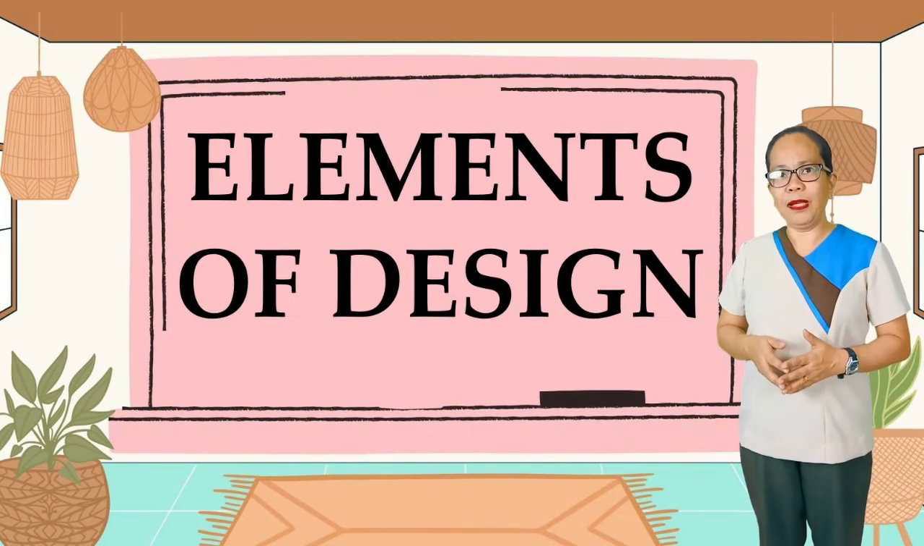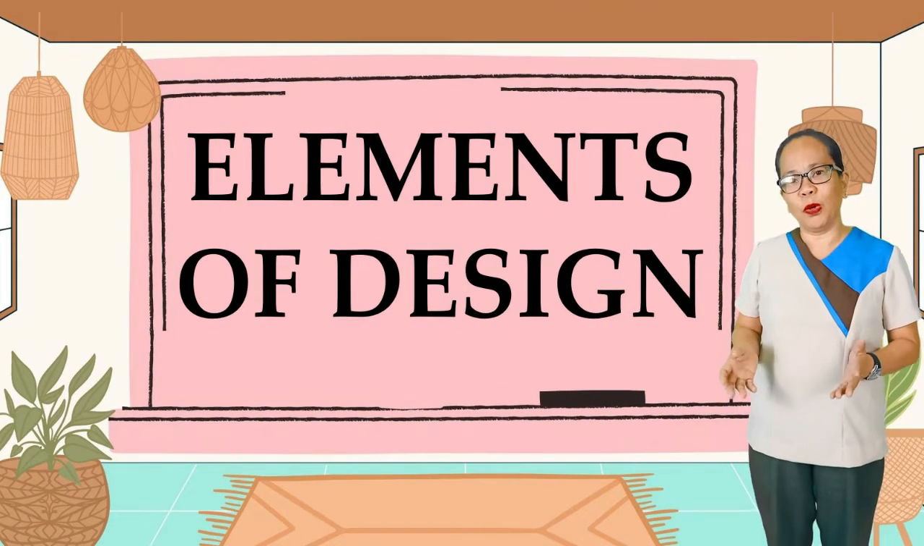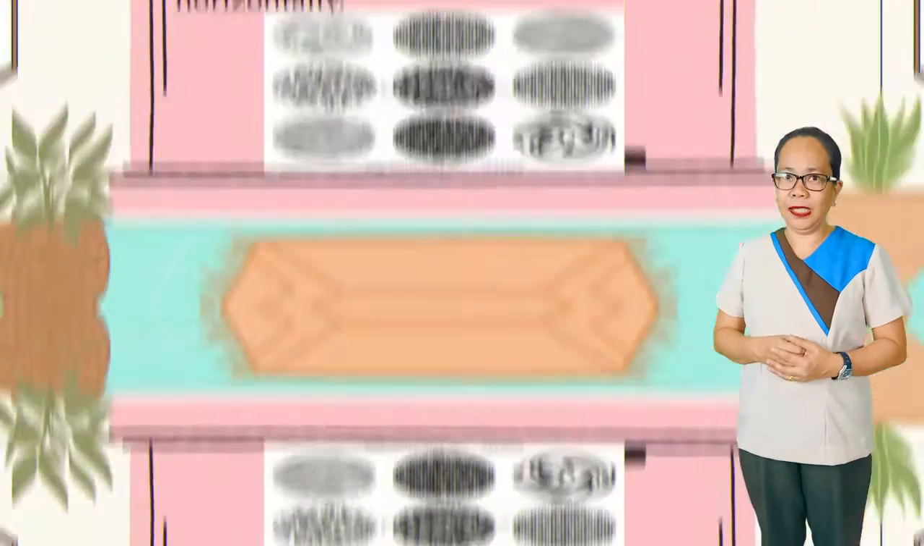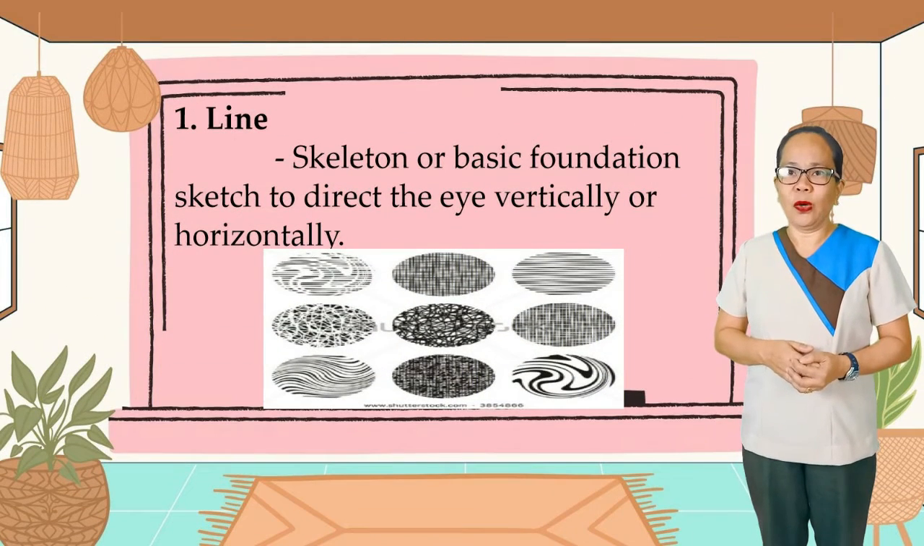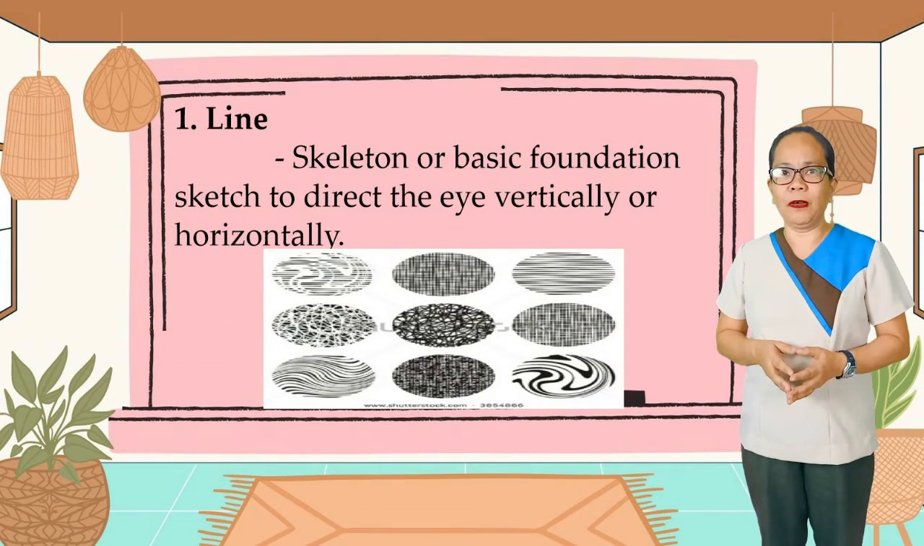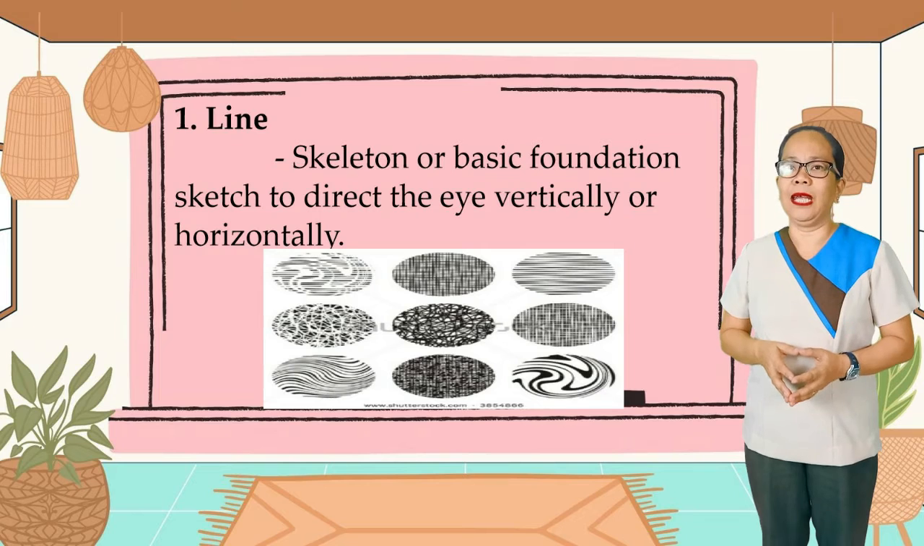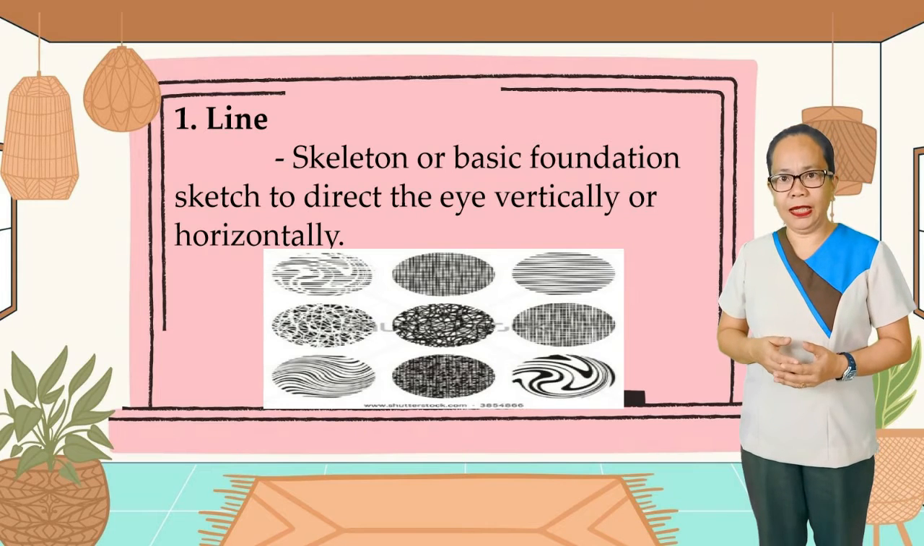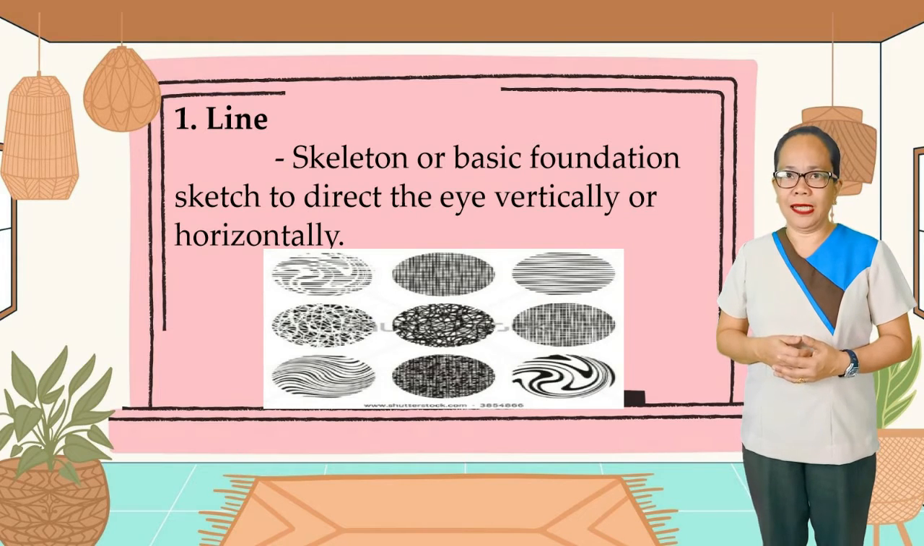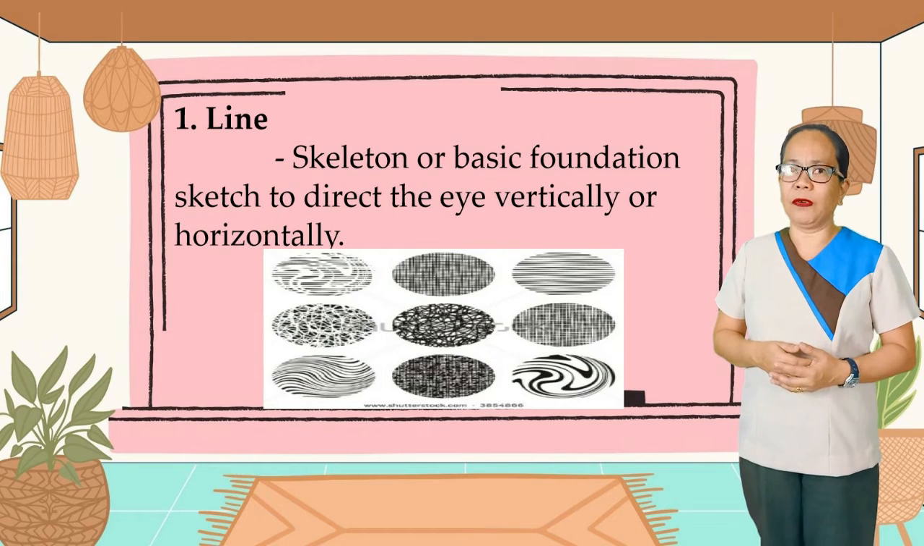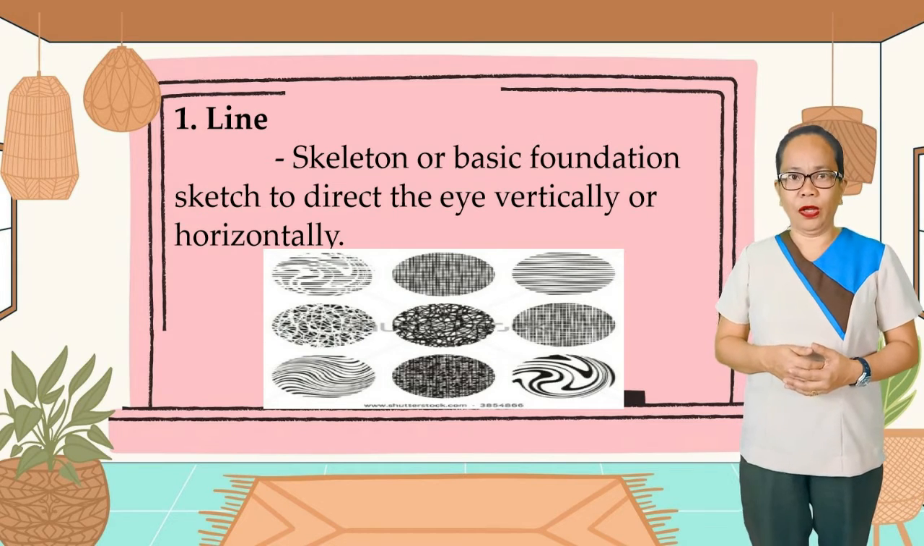Next, we have the elements of design. Ano-ano bang mga bumubuo sa isang disenyo? First is the line. So, all of us knew that we have the different lines needed in order for us to create a particular design. So, skeleton or basic foundation is sketched to direct the eye vertically or horizontally.